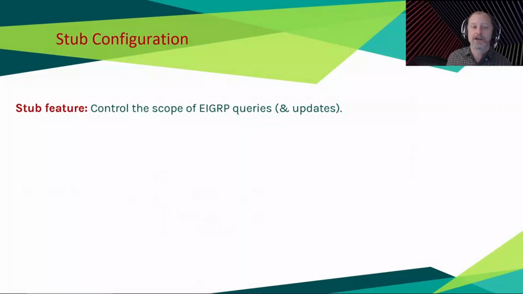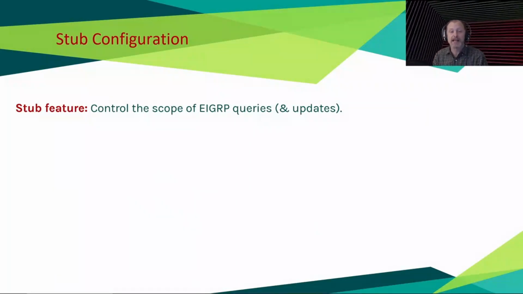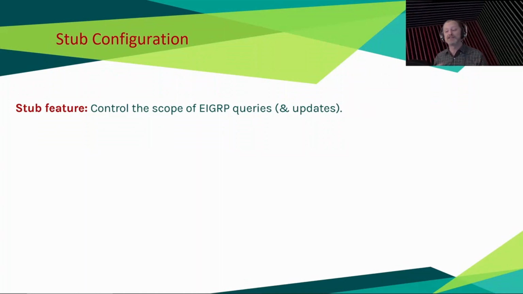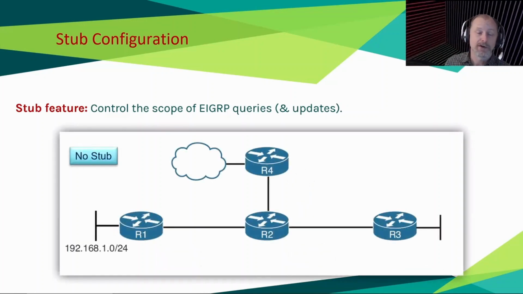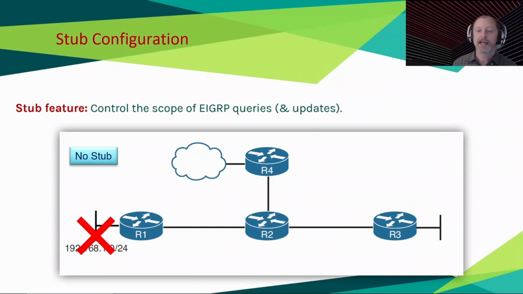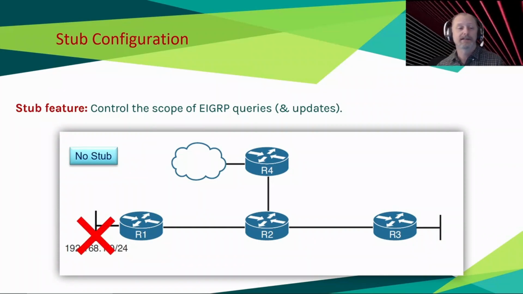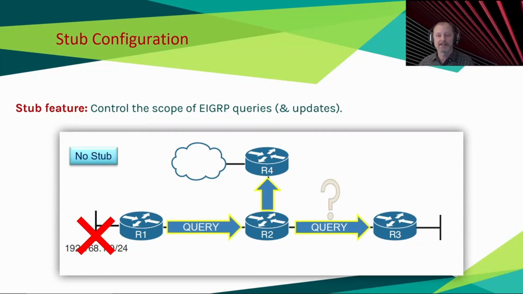Again, if you configure a stub, that's going to suppress some things from being advertised. And the whole idea of a stub is that's what you want. But if it's done incorrectly, that's a problem, right? So here we don't have any stubs configured. R1 loses connection to that prefix. And what is it going to do? It's going to send a query out.